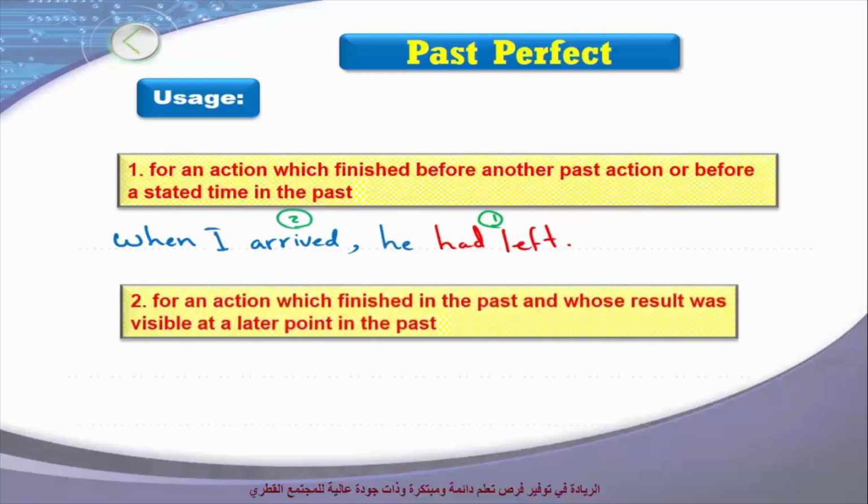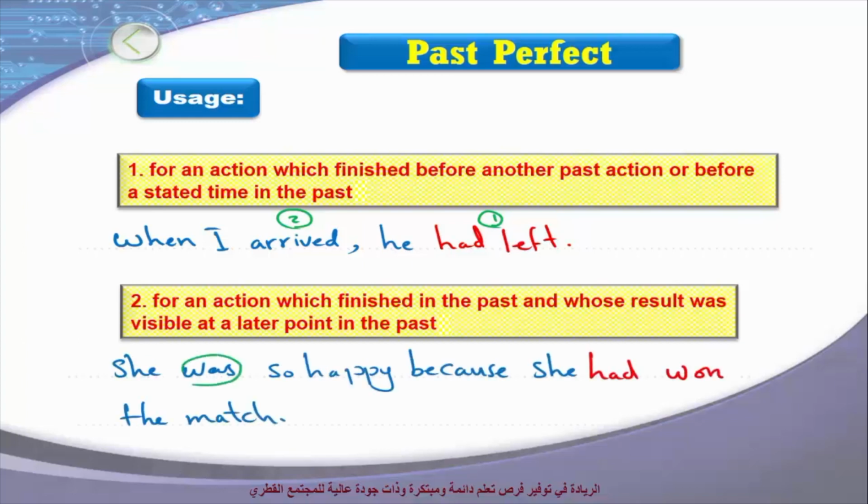Number two, past perfect is used to express an action which finished in the past and whose result was visible at a later point in the past. Look at the example. She was so happy because she had won the match. So being happy is the result for the reason which is the winning of the match. So winning the match happened first, and then because of that she was so happy.